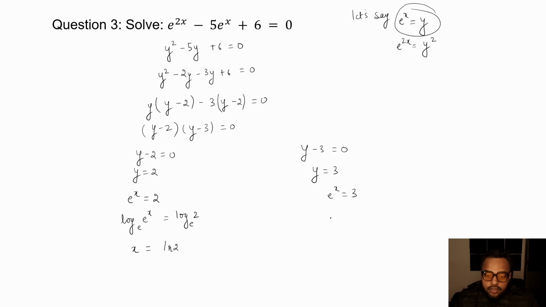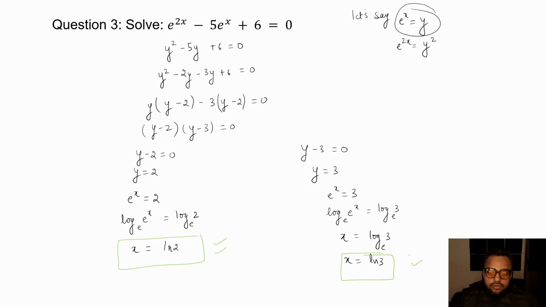Similarly, taking log on both sides, you will get log of e raised to the power x, base e, equals log of 3 base e. Again, the value here will be x equals log of 3 base e, which could be written as ln 3. Okay, so this is our final solution, student: x equals ln 2 and x equals ln 3. These two are the possible solutions for this equation.